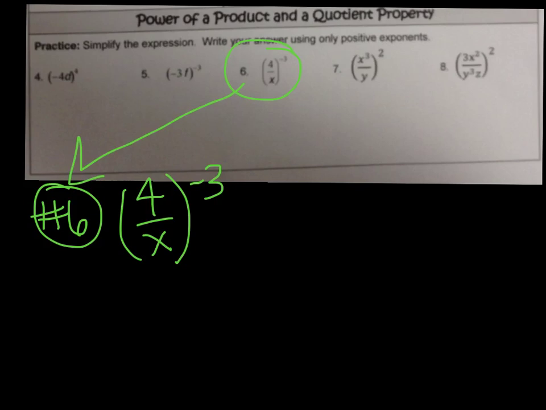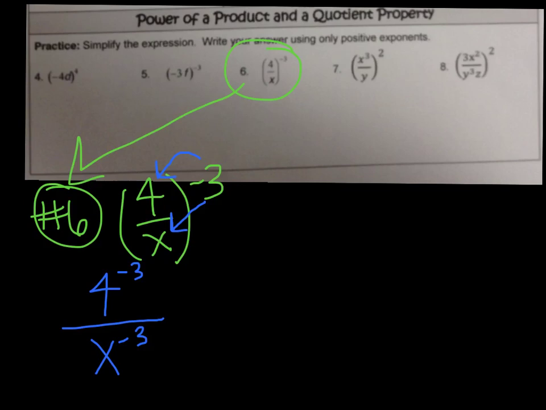Alright, now let's skip over to number 6 and try that one together. Number 6 says 4 divided by x, all raised to the power of negative 3. Just like we had to distribute the exponent to everything inside the parentheses, the same thing will happen when we have division on the inside. So the negative 3 exponent must go to the 4, and it must go to the x. If we rewrite that, it's going to say 4 raised to the negative third power divided by x to the negative third power.